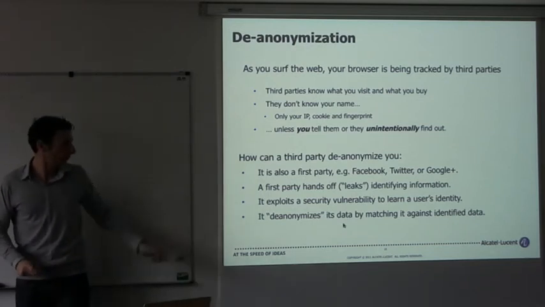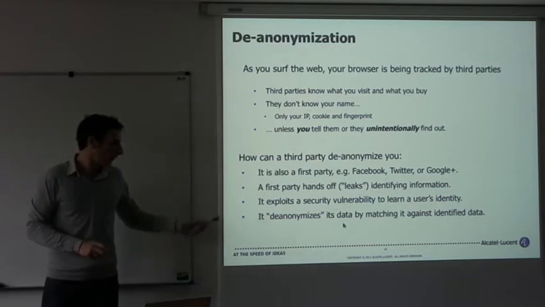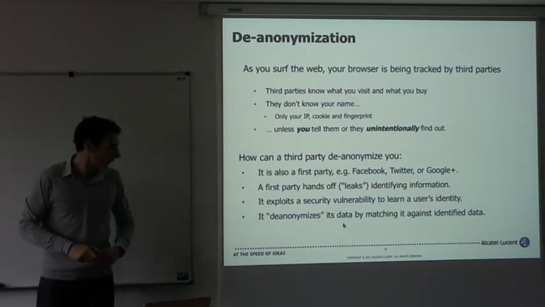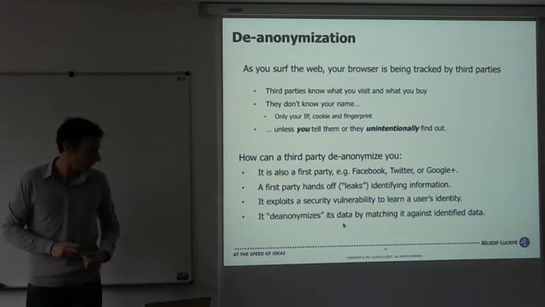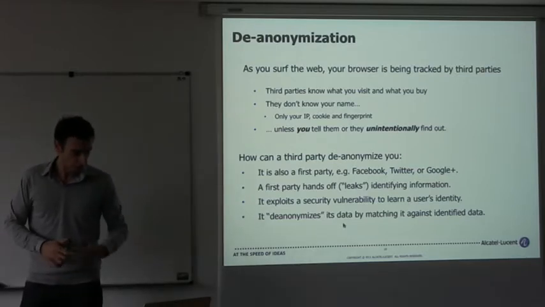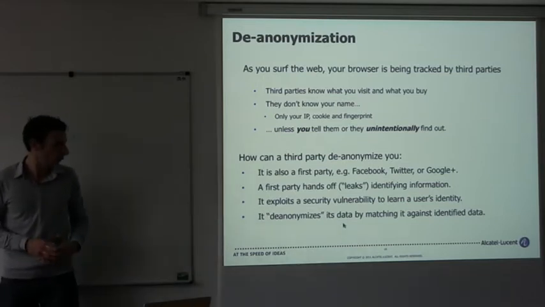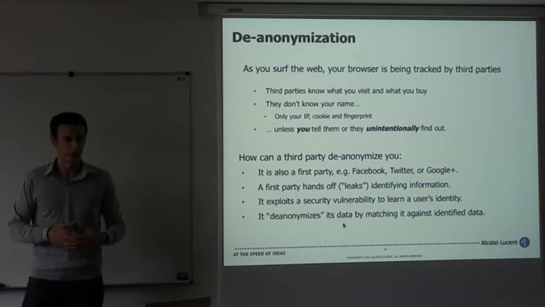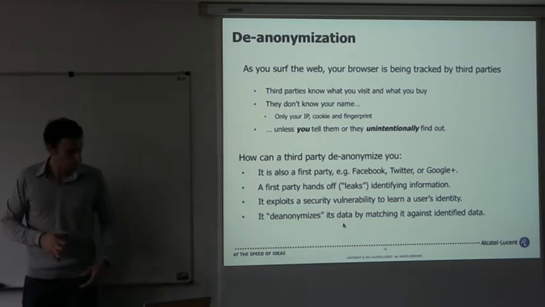Some vulnerabilities might be used to retrieve the identity of a user. There were some examples also in 2010 where browser vulnerabilities were used to recover user identity. And the most realistic example is when users disclose themselves their tracking, the list of websites they visited.